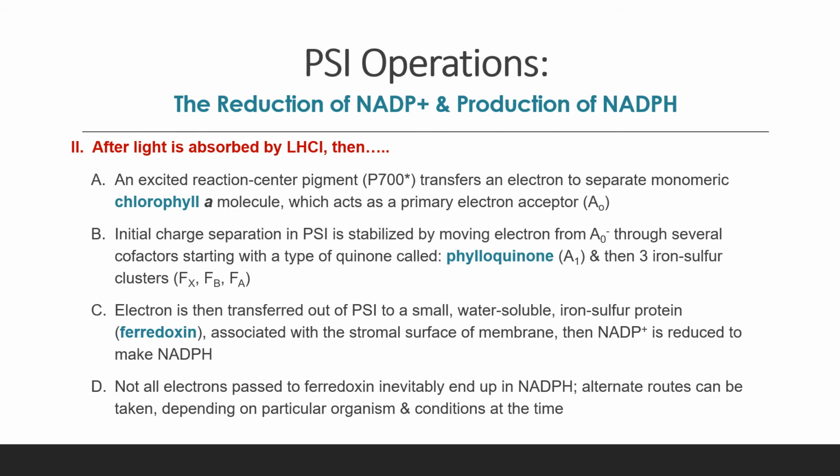The electron is then transferred out of photosystem 1 to a small water-soluble iron-sulfur protein called ferredoxin, which is associated with the stromal surface of the membrane. Then NADP is reduced to make NADPH. Not all electrons passed to ferredoxin inevitably end up in NADPH, and apparently there are other alternate routes that can be taken depending on the particular organism and the conditions at the time. Okay?